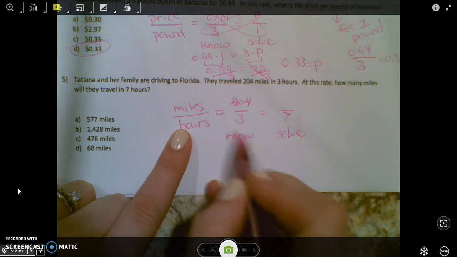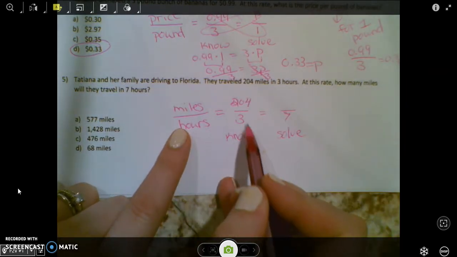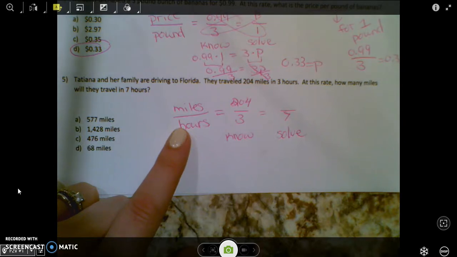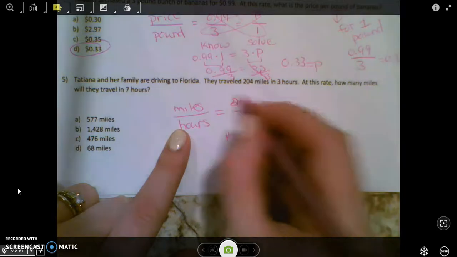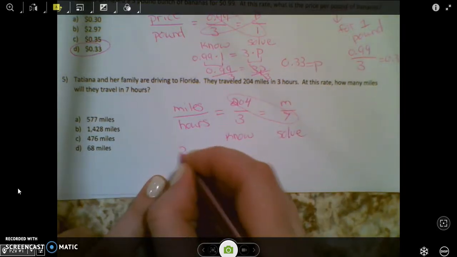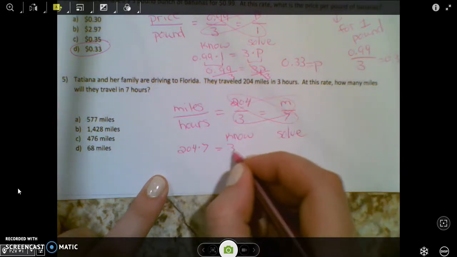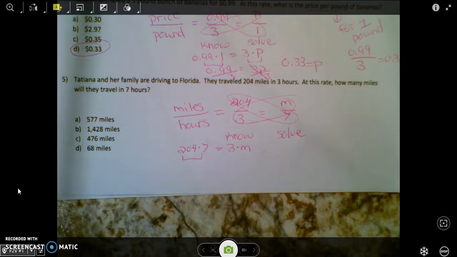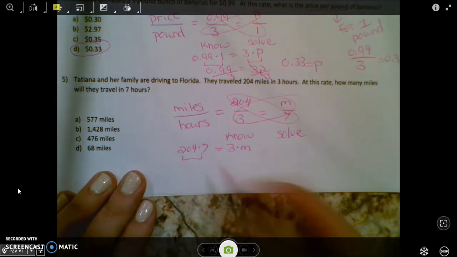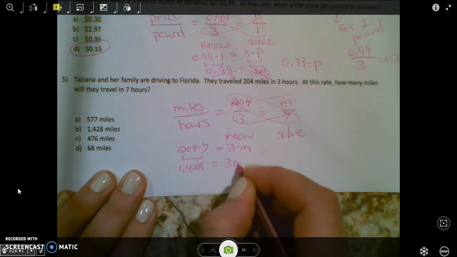And there is no way for me to find a constant of proportionality here. I cannot take 3 and multiply it by anything to give me 7. So I have to cross multiply and divide in order to solve this one. So I'm going to have 204 times 7 is equal to 3 times m. Do the math over here. I have 204 times 7 will give you 1,428 is equal to 3m.